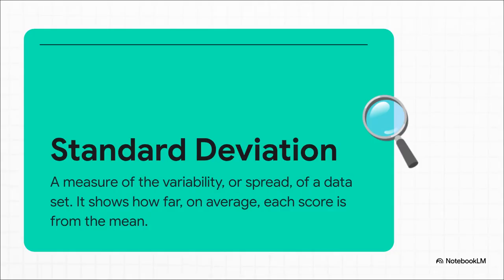So to measure this spread, we need a special tool, the standard deviation. Basically, it's one number that tells you how far, on average, each score is from the center. A small number means the scores are really consistent and clumped together. A big number means they're all over the place. It adds this crucial layer of depth to our story.